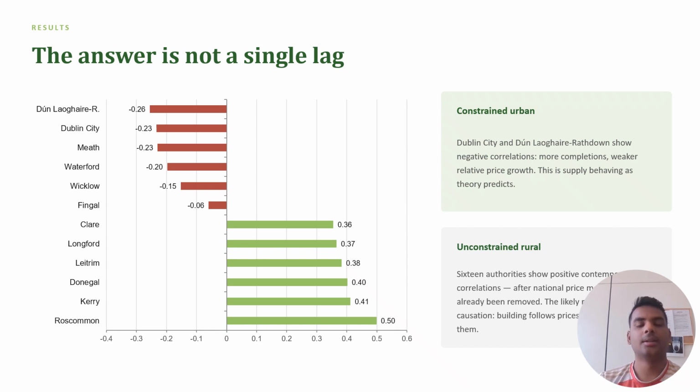And this is where the results become interesting. This is not a universal lag. Dublin City, Dún Laoghaire, and similar areas saw negative correlations between completions and subsequent prices. But many rural authorities saw positive correlation at lag 0. For example, Roscommon is around 0.50 while Kerry is around 0.41. The likely explanation is reverse causation. In areas where supply is constrained, builders may build more when prices are already rising. So supply may be following demand rather than causing the price movement.